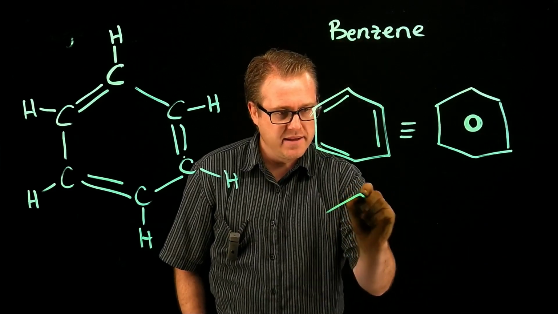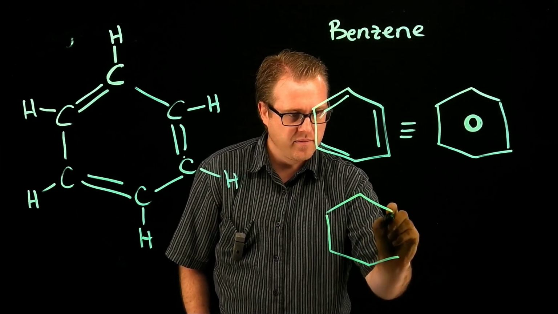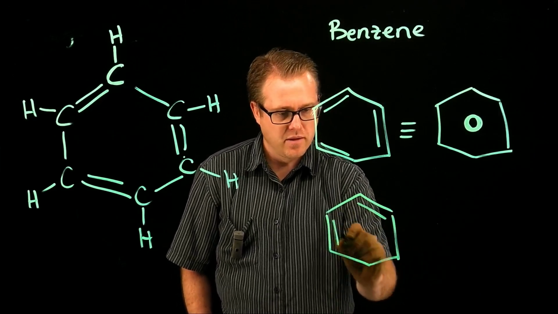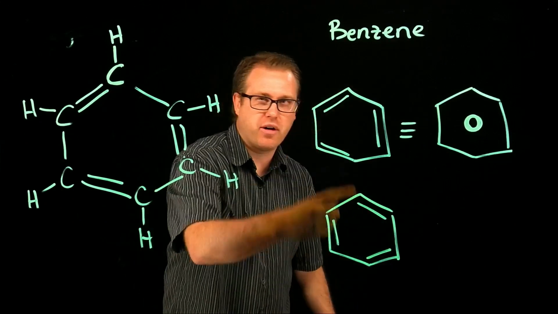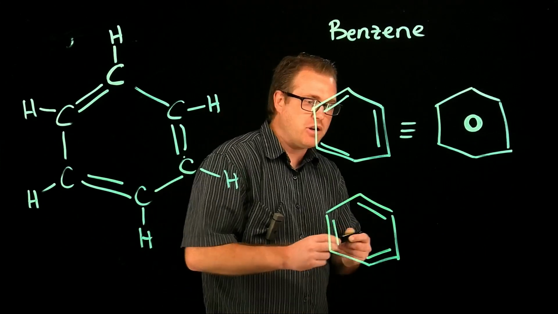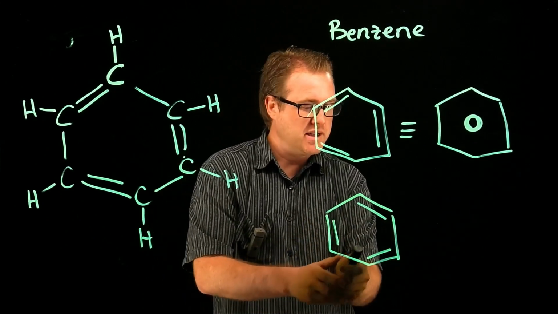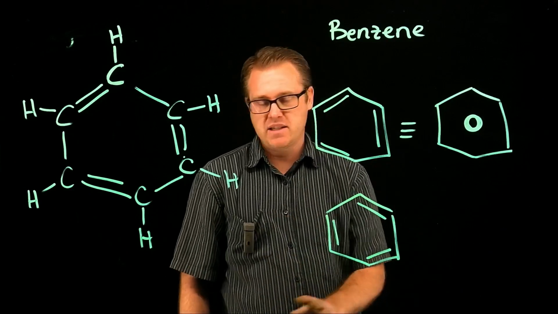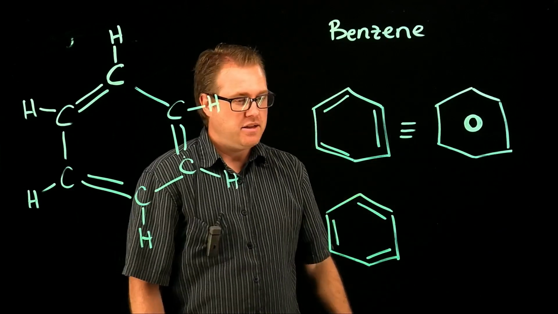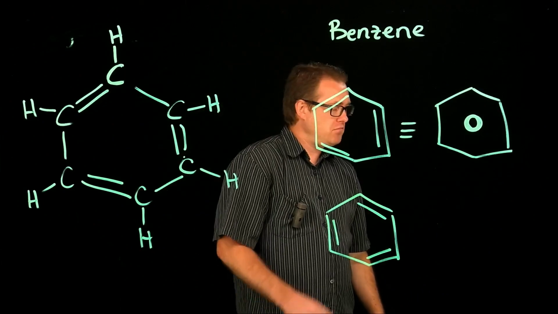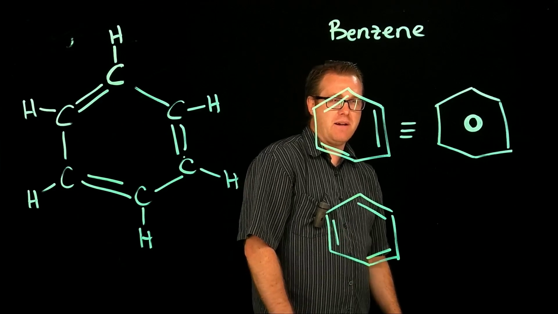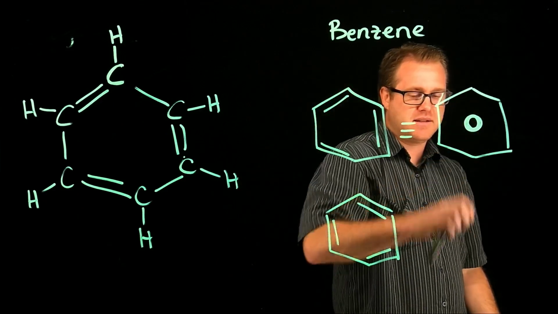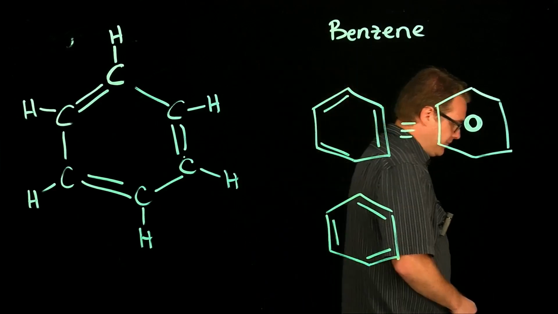Could you have drawn benzene like this? Do you see the difference between the two? Both are correct because all you're looking for is double, single, double, single, double, single. If you have a 6-membered ring with 3 double bonds in there, then you will have drawn benzene correctly. Or if you just draw it like this, that is also benzene.